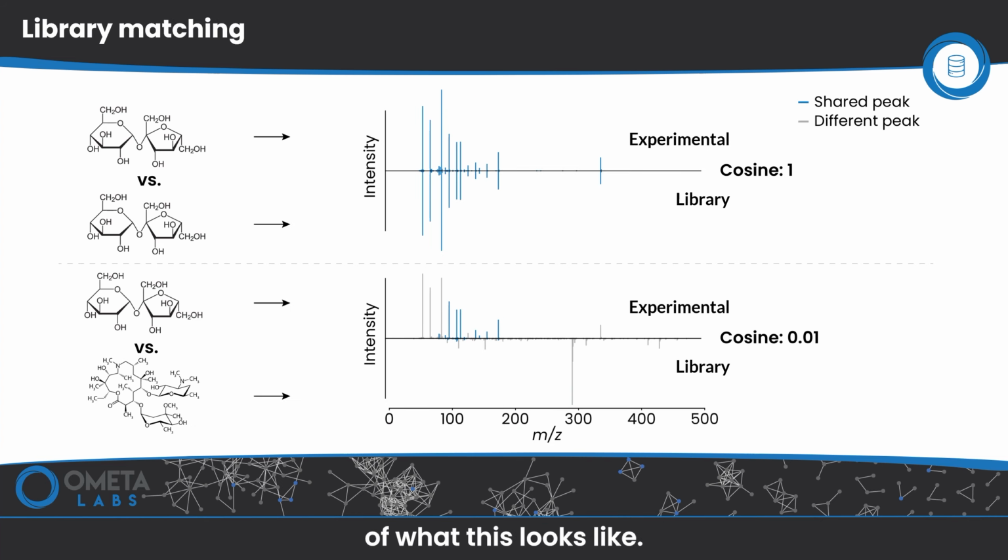Here's an example of what this looks like. At the top, we're matching the experimental spectrum of sucrose to the library spectrum of sucrose. The algorithm we're using to do the matching is called a cosine score, where the best score is 1 and the worst score is 0. As you can see, this is a very good match, so our cosine score is 1. However, if you then try to match the experimental spectrum of sucrose to the library spectrum of a different compound, say azithromycin, you'll see this match is not very good, and so we have a cosine score close to 0.